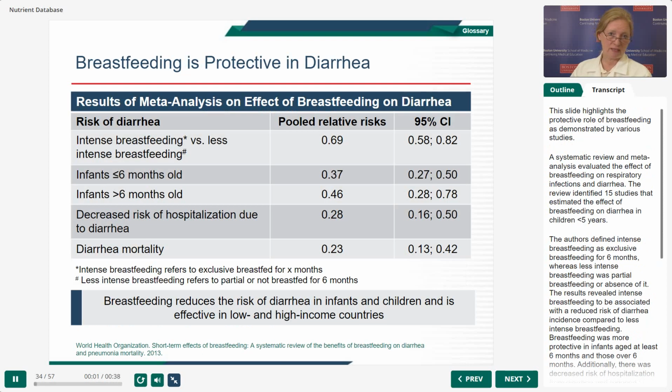So we know that breastfeeding is protective. There are studies that have been done, and meta-analysis showed actually that the risk of diarrhea was decreased with the intensity of breastfeeding, that there was a protective effect regardless of age, that there was a decrease in hospitalization and a decrease in mortality. And you can see that with the relative risks that are under 1 in this slide.